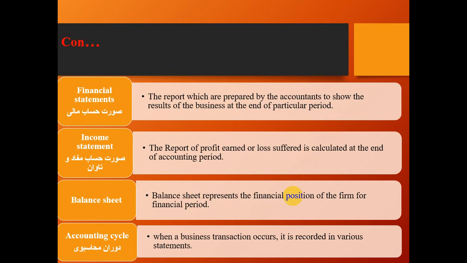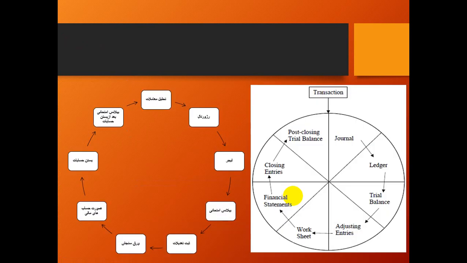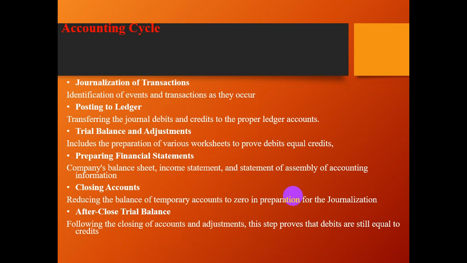The next one is accounting cycle. Accounting cycle is the record of business transactions when they occur, recorded in various statements. So we are recording this financial statement in different steps. The very first is the journal in the accounting cycle, then ledger, trial balance, adjustment entry, worksheet, financial statement, closing entry, and post closing trial balance. When a transaction occurs, we have to know these different things, and then we can prepare accordingly.